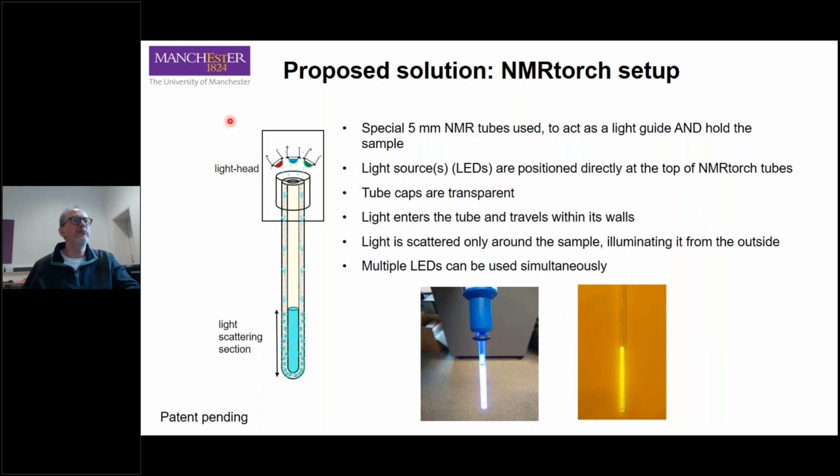Multiple LEDs can be used here simultaneously, as there is enough space to position several of those very close to the rim of the tube for efficient light coupling.